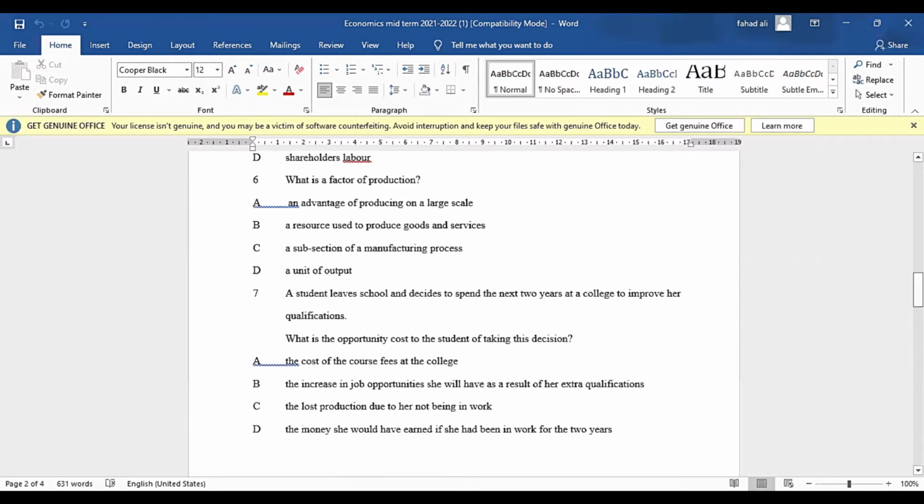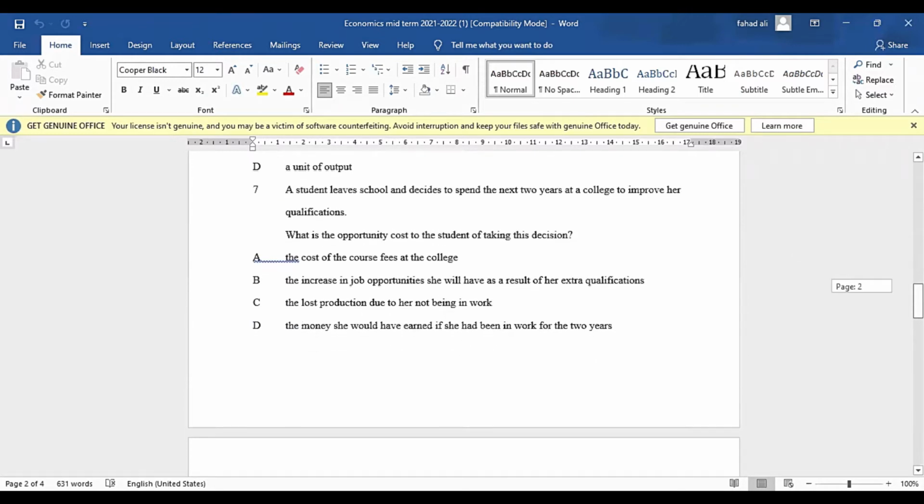A student leaves school and decides to spend the next 2 years at a college to improve her qualification. What is the opportunity cost to the student of taking this decision? For 7, it will be the money she would have earned if she had been in work for the 2 years. So D is the correct option for 7.